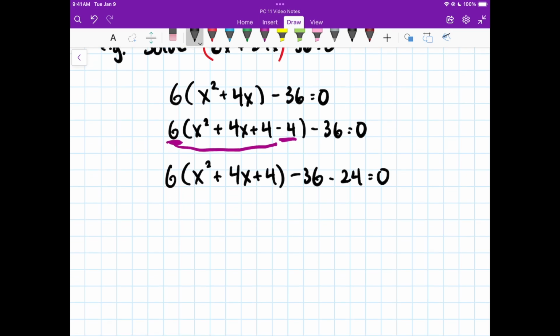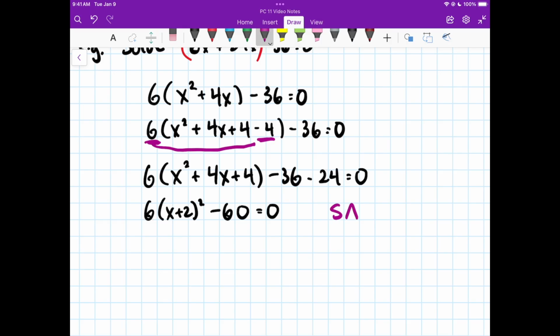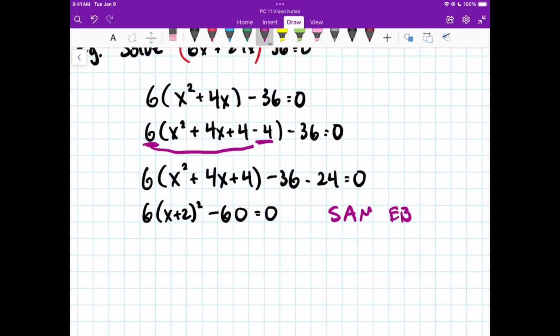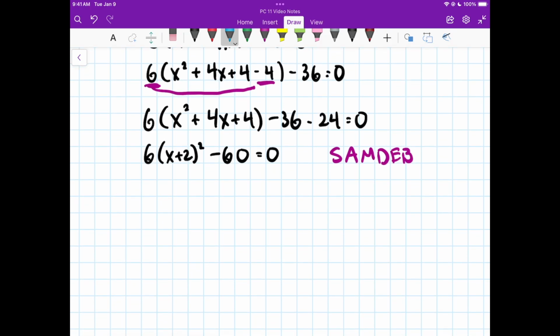And so now we've got 6(x + 2)² − 60 = 0. So it's in vertex form. This is what we wanted. Now it's time to start solving. Remember, we're going to follow SAMDEB, and we've got to keep close track of what goes where, because we've got that a value now, and that is something that tends to cause people some trouble. So our first step is still going to be subtraction or addition, so we still want to start by moving the 60. So we've got 6(x + 2)² = 60.